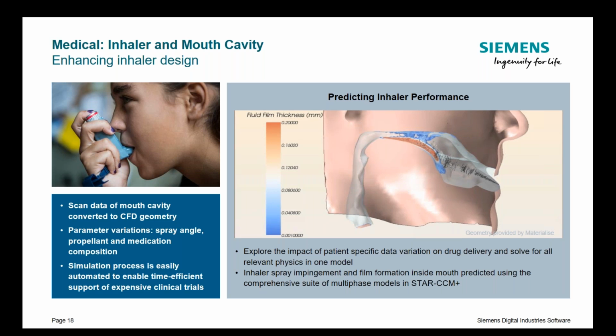So for optimal inhaler and drug design, one needs to understand the flow behavior in the mouth cavity. For powder or liquid inhalers, the main challenge here is to understand the actual dosage required to reach the lung branches. So part of the design process is to understand how to vary spray angles, particle size, and distribution, or even the composition of the medication. Here, use of patient-specific scan data helps understand the effects of different anatomies.